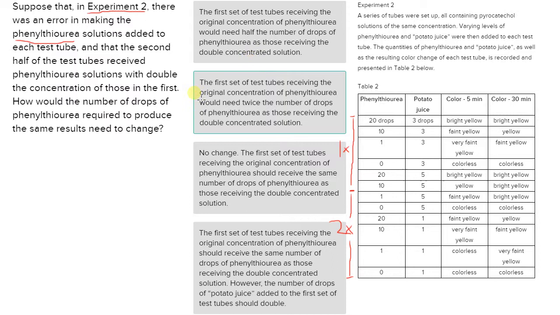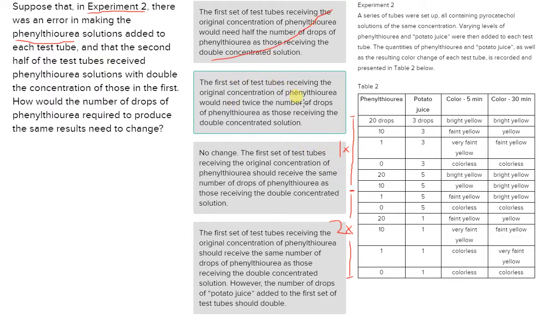In a question like this where we have really complicated answers, we're going to go answer by answer and either eliminate it or validate it. So let's start at the first one. The first set of test tubes receiving the original concentration of phenolphthalein would need half the number of drops of phenolphthalein as those receiving the double concentrated solution. This first answer choice is going to be incorrect, because if we put the same number of drops of the first solution and the second solution in, these test tubes would have twice as much phenolphthalein because it's twice as concentrated. So if we put half the number, I think it would be a quarter of the concentration as here. So this is going to be wrong.